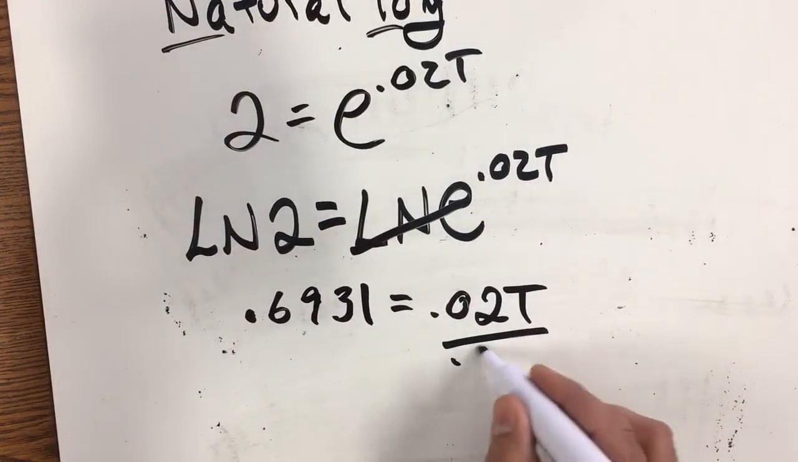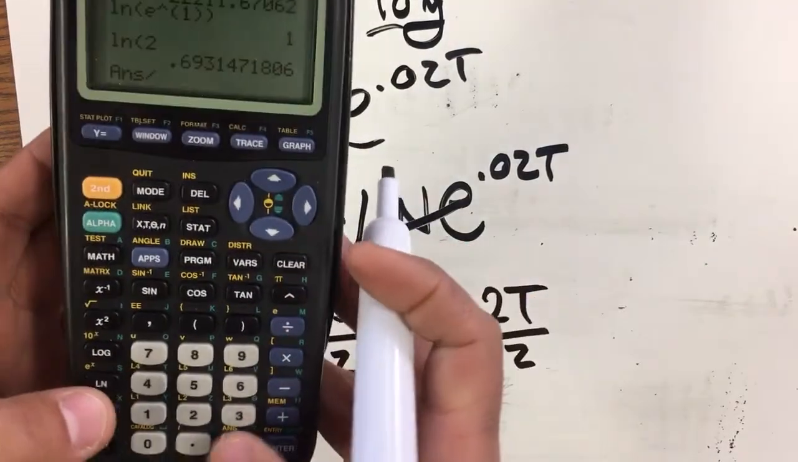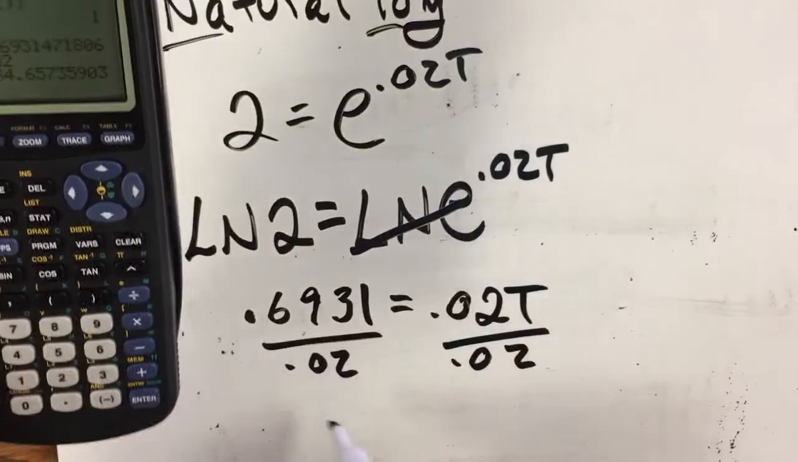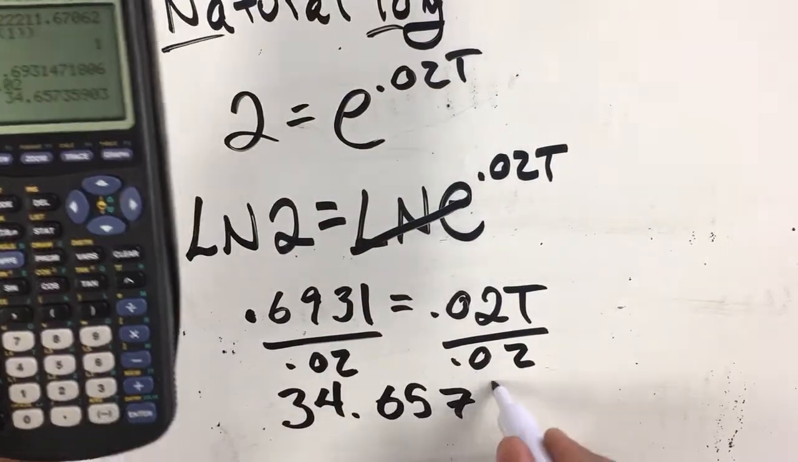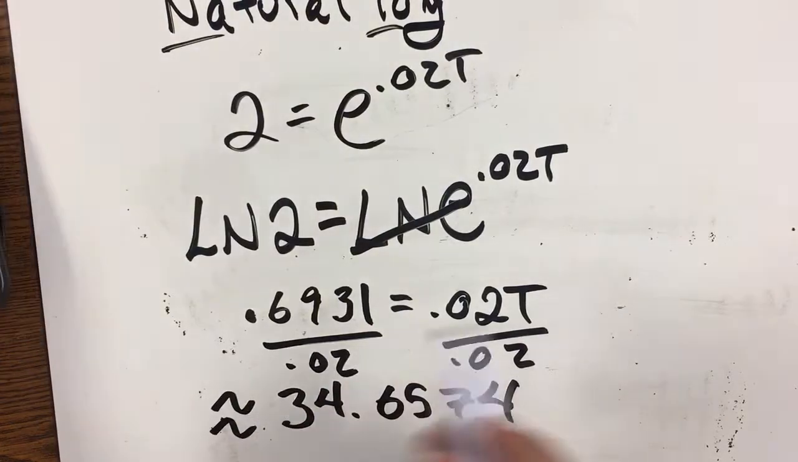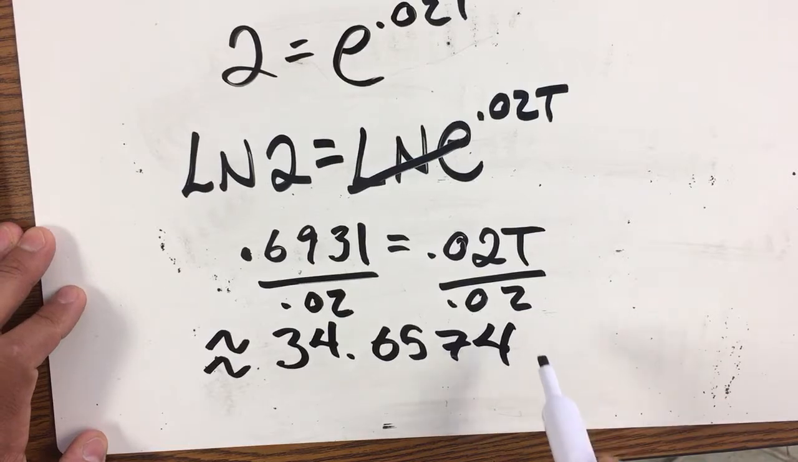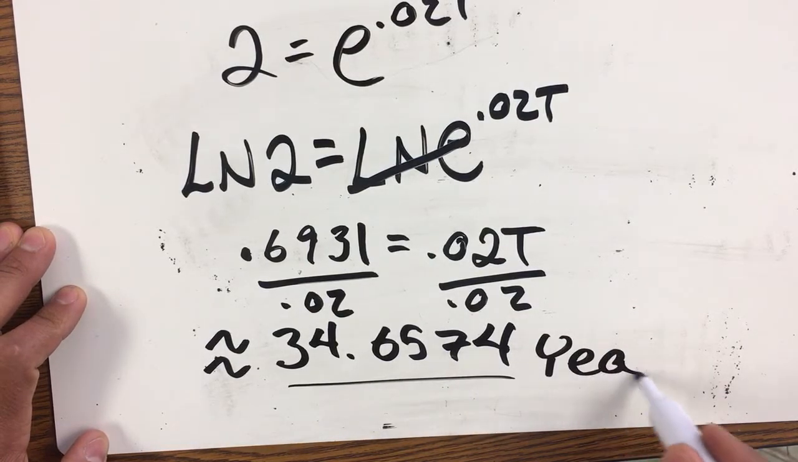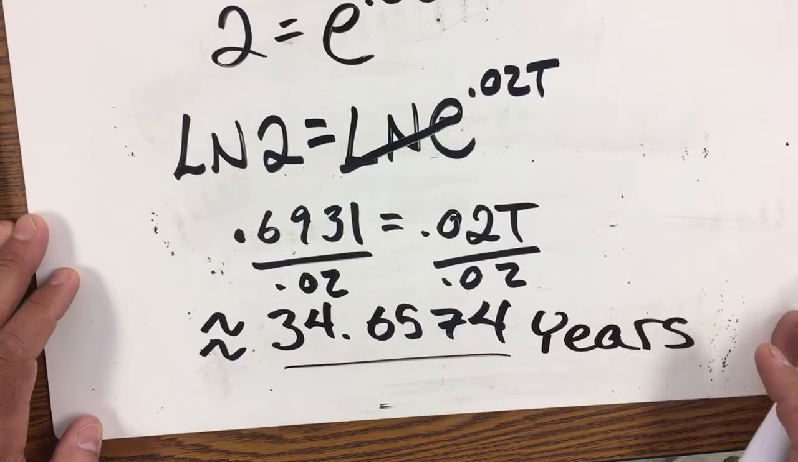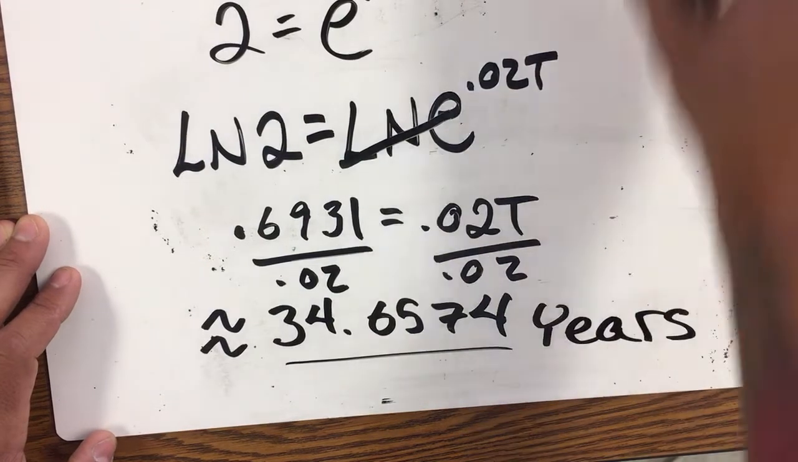So now I'm going to divide by 0.02. I'm going to just put on my calculator, divided by 0.02 equals 34.6574, approximately. So how long did it take me to double my money? Approximately 34 years. And these are measured in years unless it tells me otherwise. Sometimes the problem will say that it's measured in days or something like that.